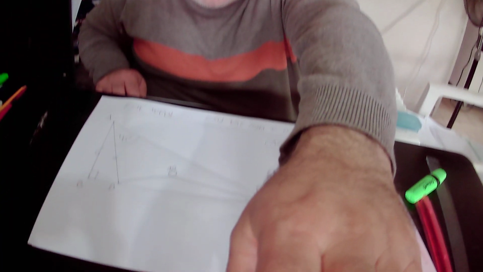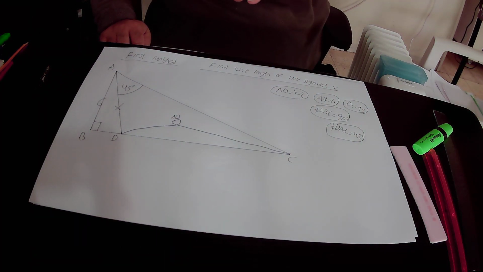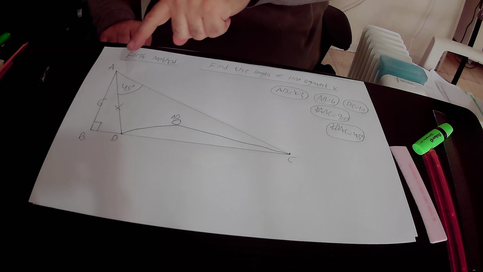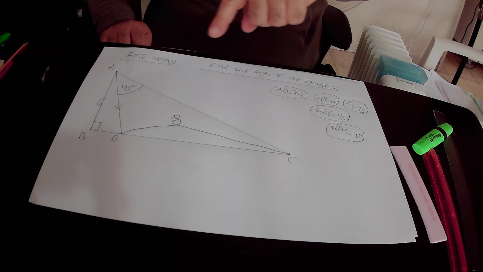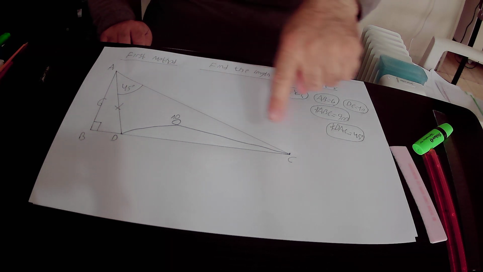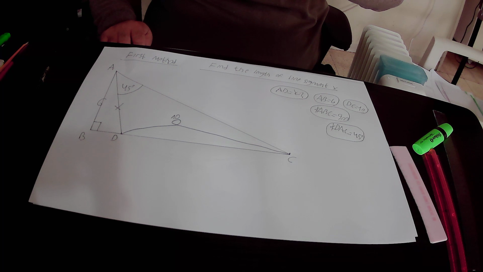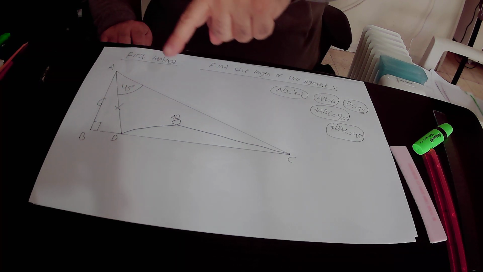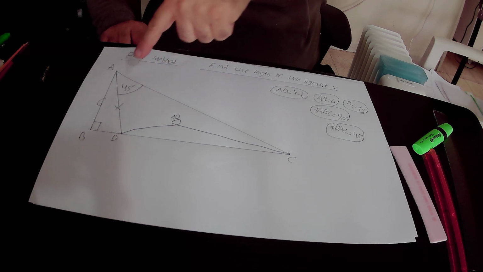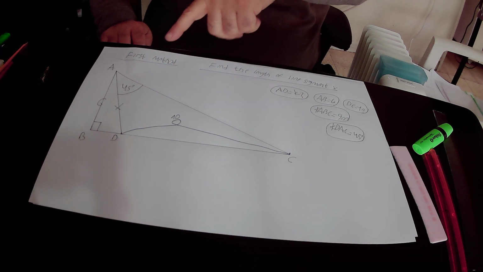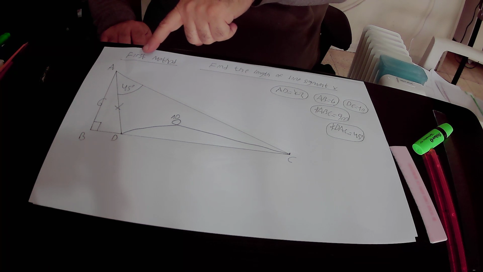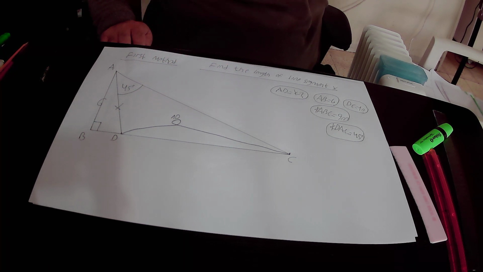Now, in this lecture, we'll find out the length of line segment X using three different methods. In the drawing, we have the right triangle ABC. We know that side AB of triangle ABC equals 6 units. We also know that side DC equals 10 units. Angle ABC equals 90 degrees. Angle DAC equals 45 degrees. And we want to find the value of line segment AD, which is equal to X.